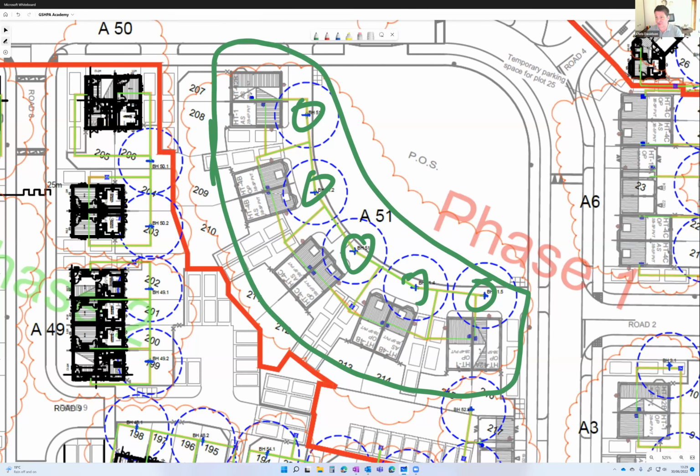So we've kept our header sizing down, but we're up to the point where we can be considering some diversity with those 10 properties, because everybody's not going to be occupying them in the same way. Okay, so hydraulically, that's pretty straightforward.